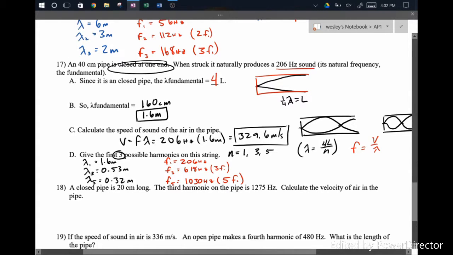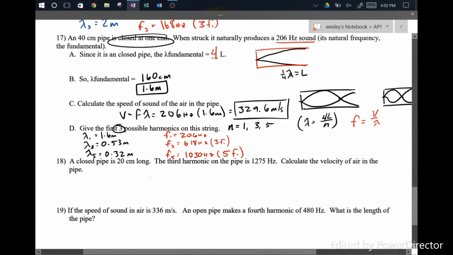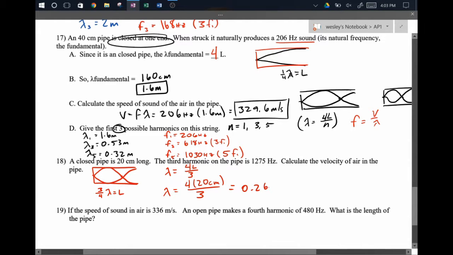Okay, so let's do it all at once. Closed pipe is 20 centimeters long. If that's the case, and we're talking about the third harmonic, a closed pipe looks like this. That is 3/4 of a wave inside of that length. So the wavelength is 4 times the length divided by 3. That wavelength comes out to be 4 times 20 centimeters divided by 3. And so the wavelength, when we do that, comes out to be 0.26 meters.